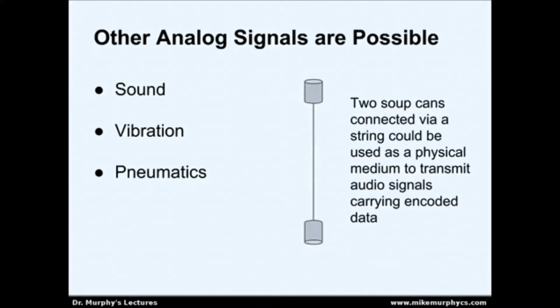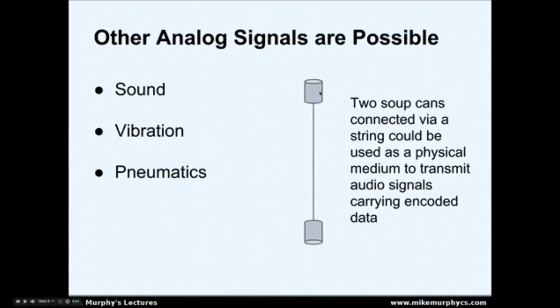It is possible to use other types of analog signals, however. We could use sound, we could use vibration, we could use pneumatics. Here I have an example of two soup cans being connected by a piece of string. We could technically send audio signals down the string as vibrations, and we could transmit data that way.